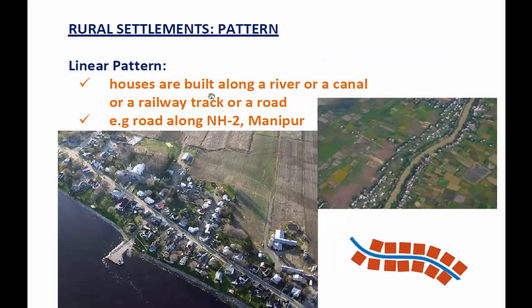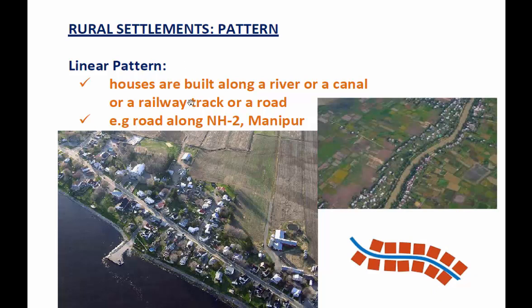And rural settlement is also categorized into different patterns. Patterns means the styles of this settlement, so to say. The first one is linear pattern. In linear pattern, as you see in the diagram, houses are built along a river or a canal or a railway track or even a road. So when the houses are built along this river, canal, railway track or a road, this is what we call linear pattern of rural settlement.